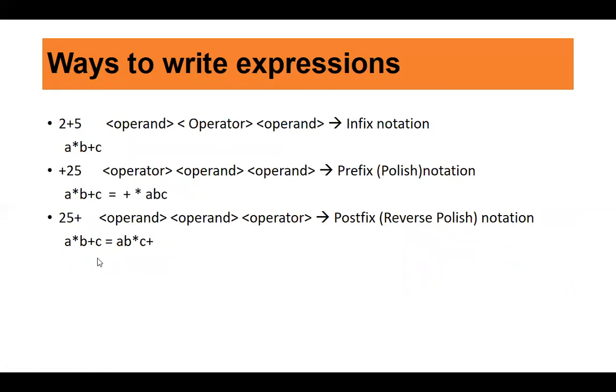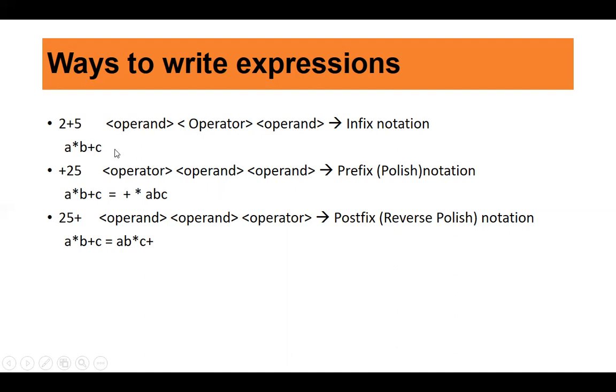So we convert these infix expressions. An infix expression is always operand, operator, and operand, so the operator is in between two operands, a binary operator. The example can be 2 plus 5, where the operator is in between two operands, 2 and 5. Another example can be A into B plus C. Here multiplication is an operator in between two operands, and plus is again an operator in between operands B and C. So these are in infix form. We also call it infix notation.